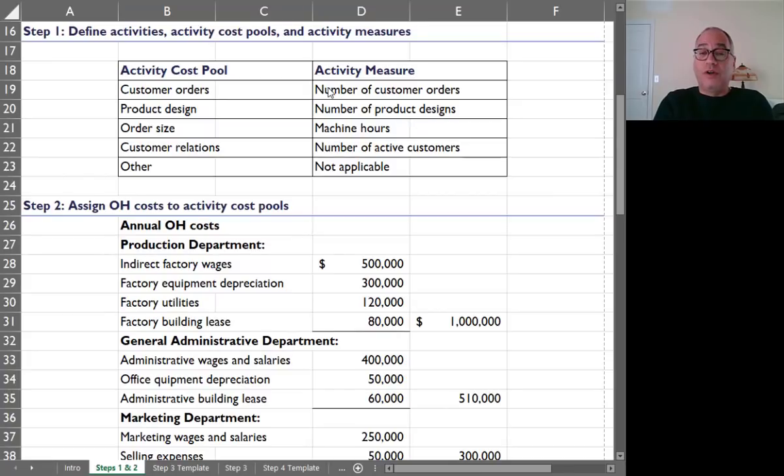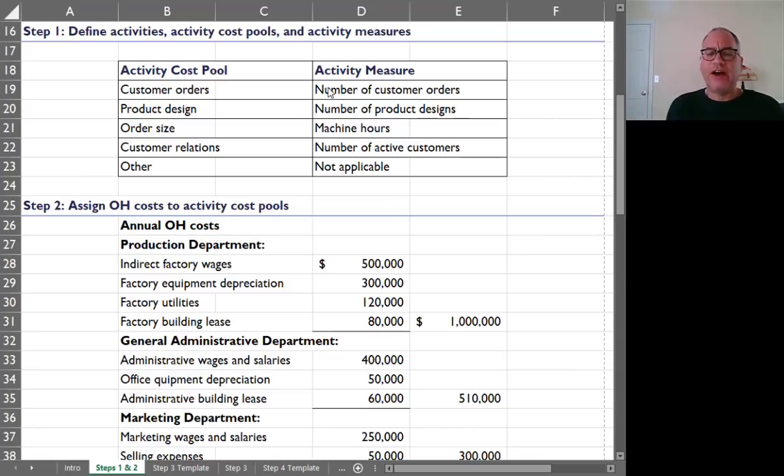One cost pool is called customer orders. Another is called product design. Another is called order size. Another one is customer relations, and another is other. So for example, with customer orders, I have a department that takes customer orders. So I'm going to take all the overhead costs related to that, and put them into the customer orders pool.